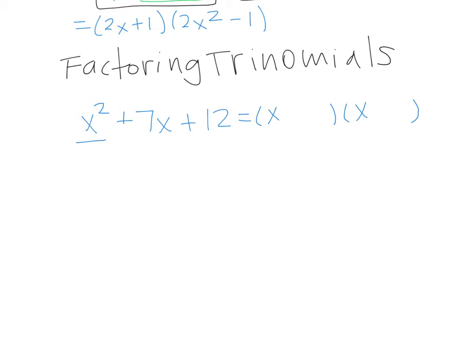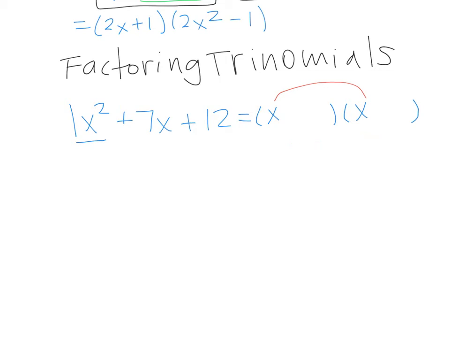Because if we think about multiplying these 2 linear binomials, to get that x squared, we're going to multiply the first times the first. So if we're factoring a quadratic polynomial that has a leading coefficient of 1, we can just immediately write down the parentheses and write down an x and an x in there.